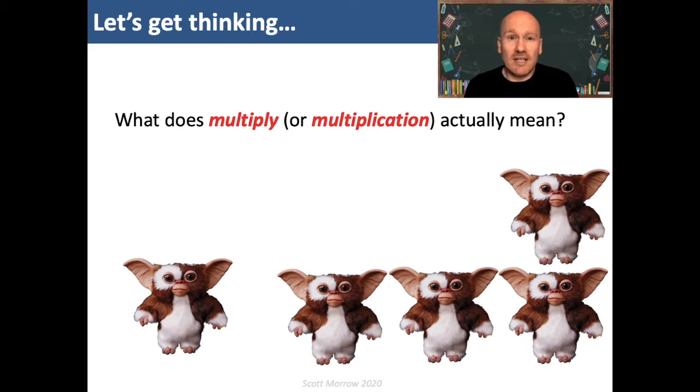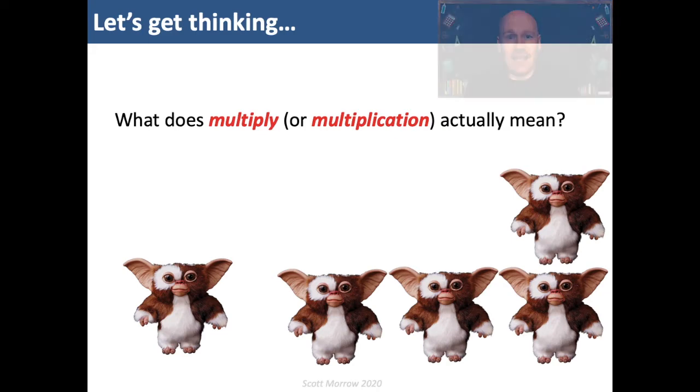If we multiply something by 5, for example, then that means we have 5 of whatever that thing is. Now, when we apply that to numbers, that means that when we multiply, we get the same again and again and again and again.